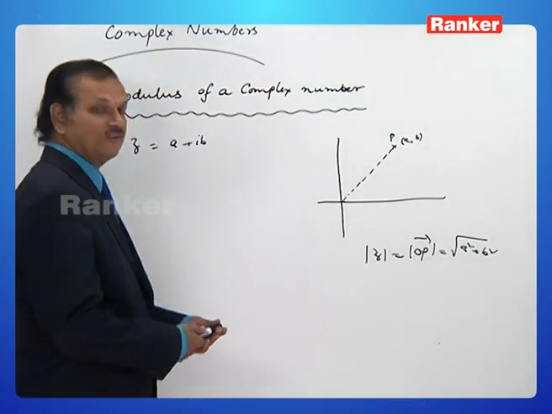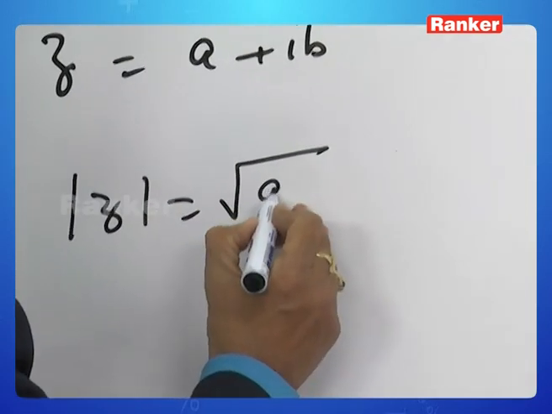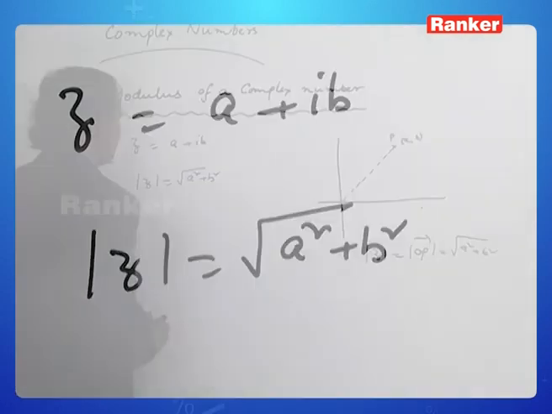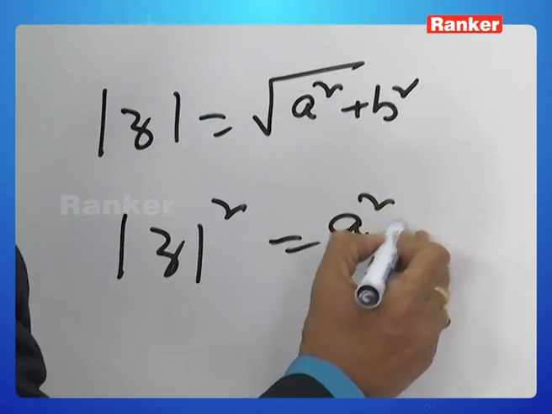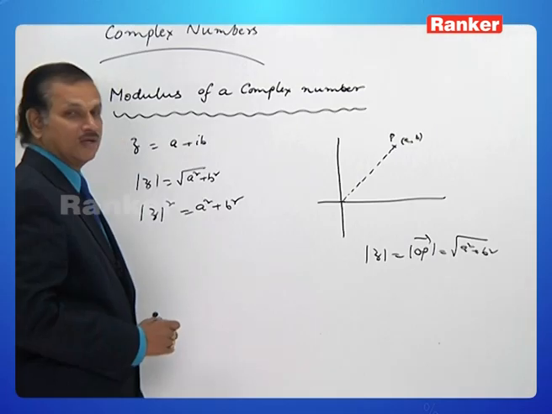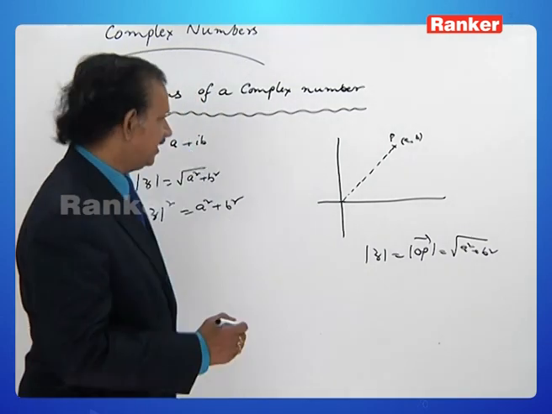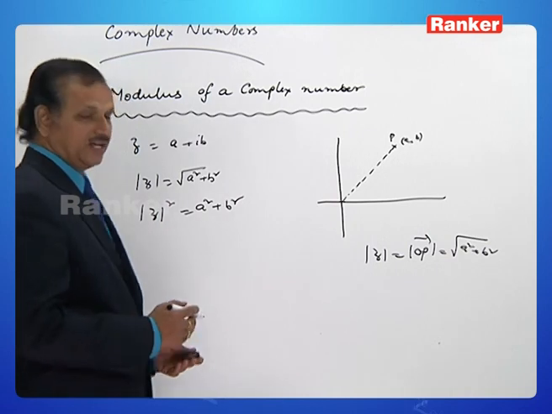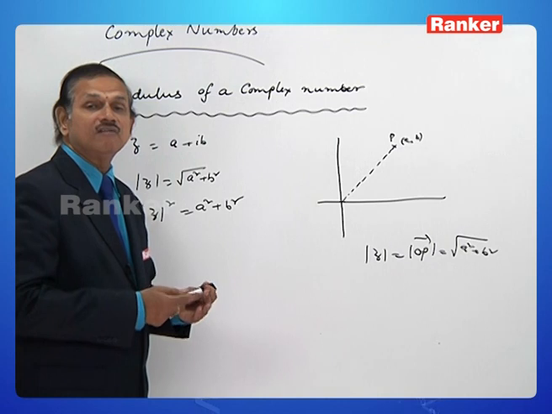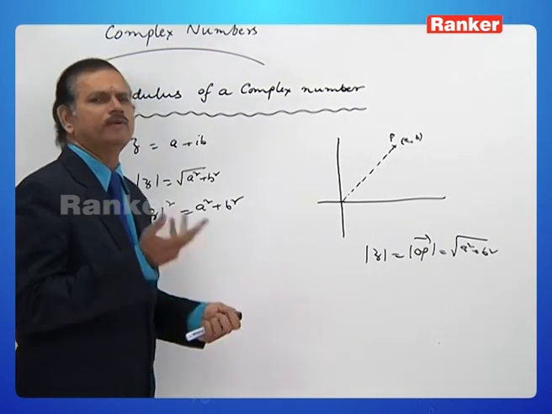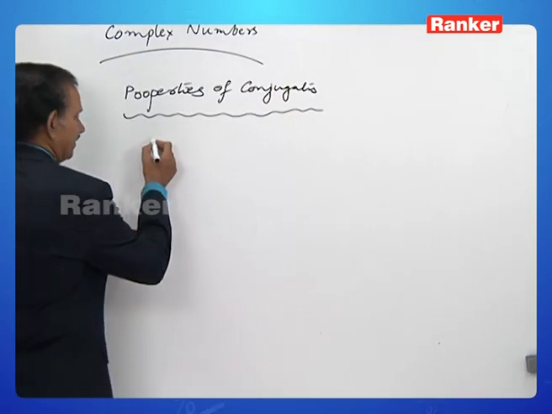Therefore, mod z is equal to root of a square plus b square. It means mod z square is equal to a square plus b square. Here, by knowing this modulus and conjugate, we can recollect so many beautiful properties. What are those properties?